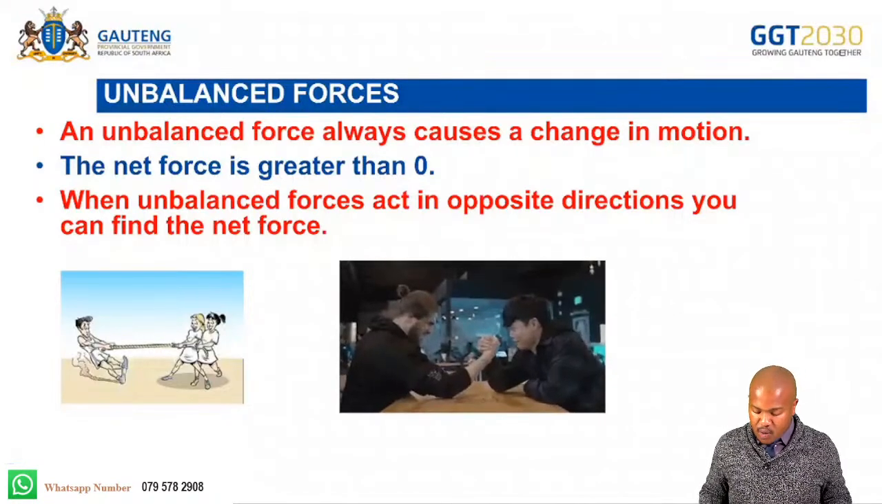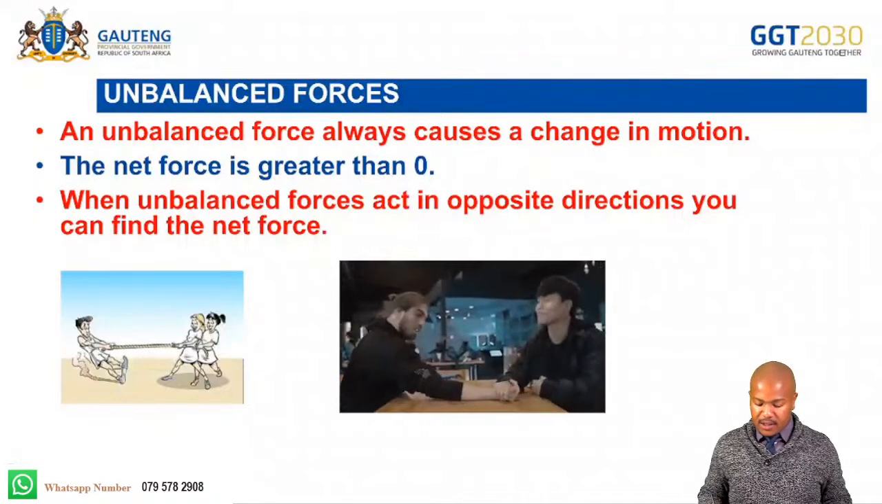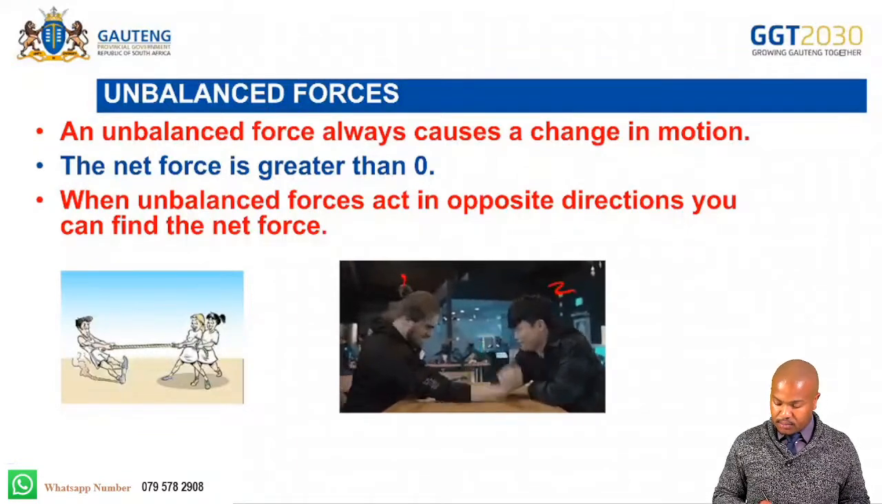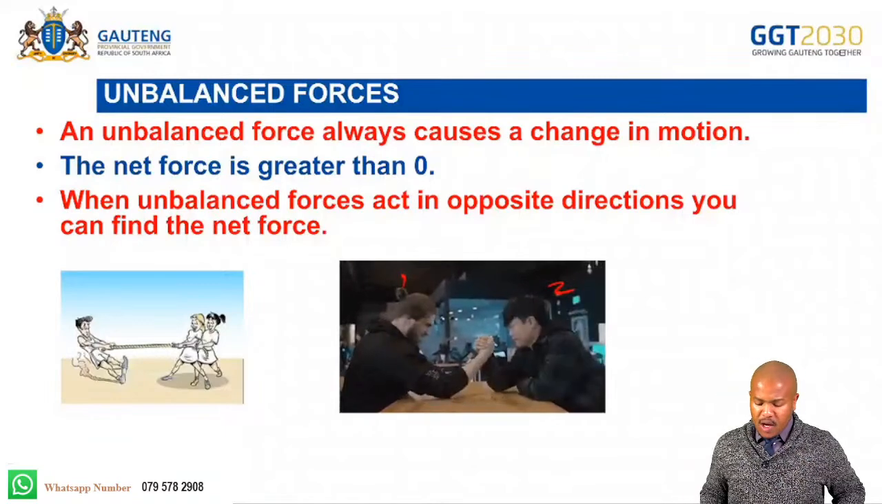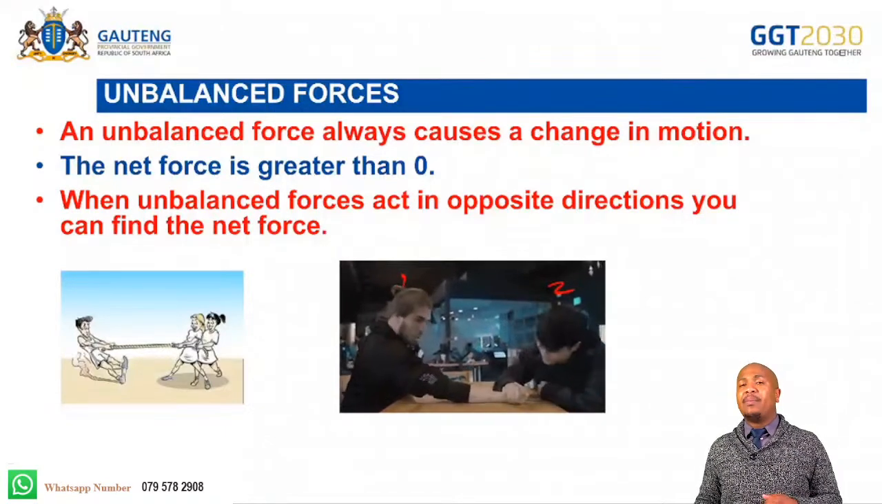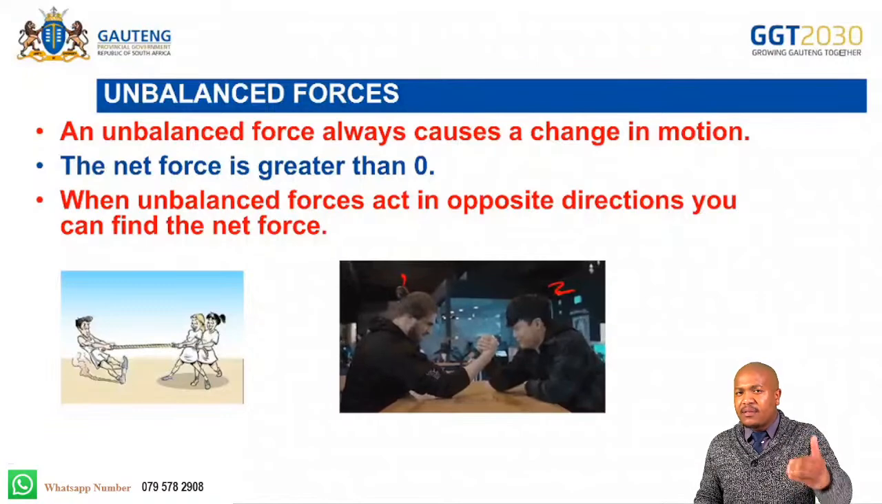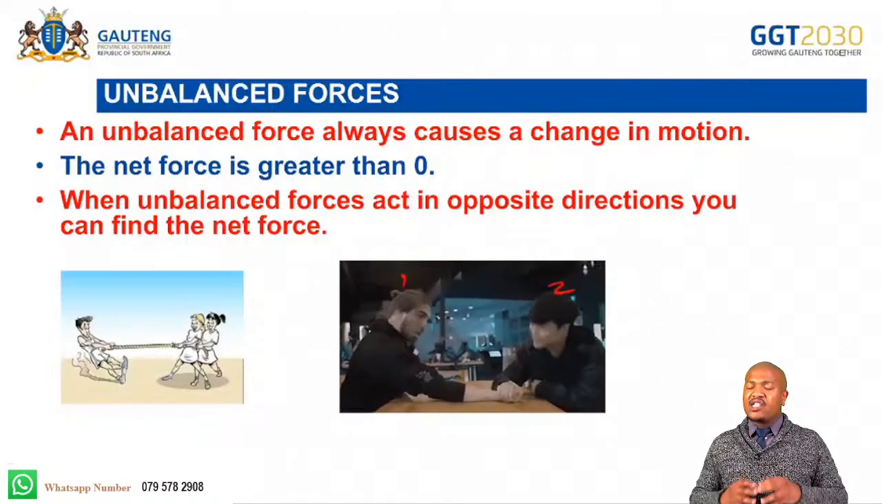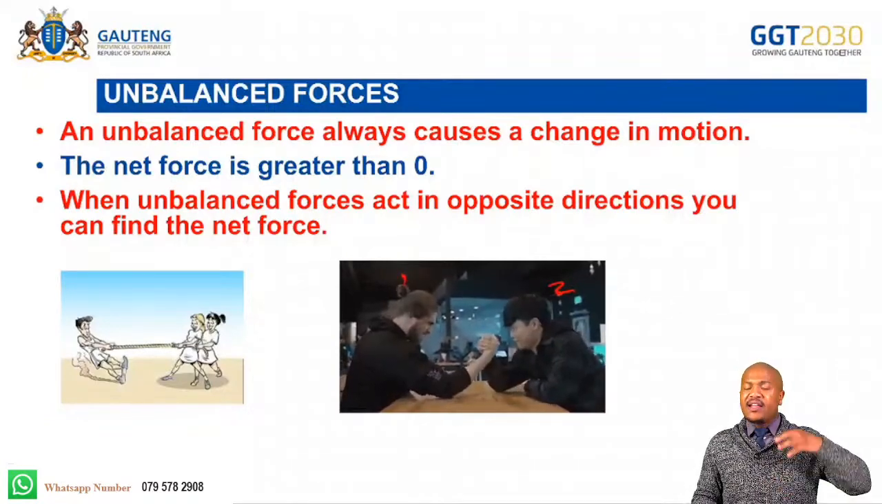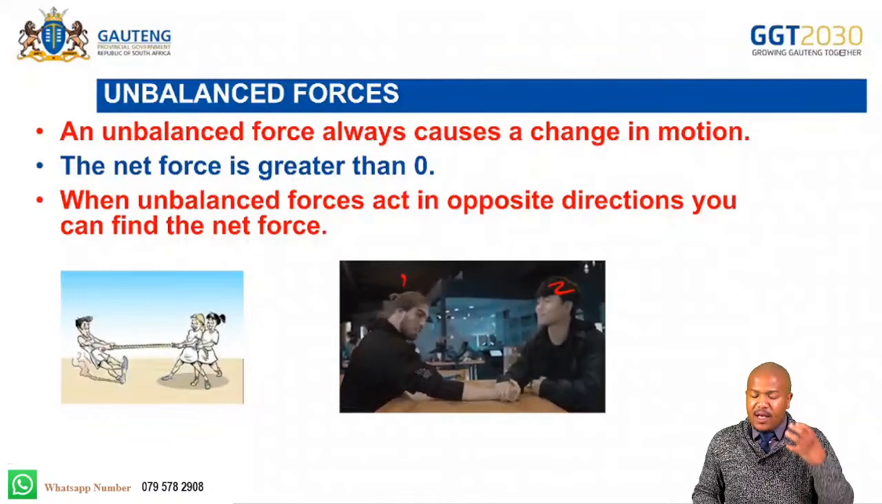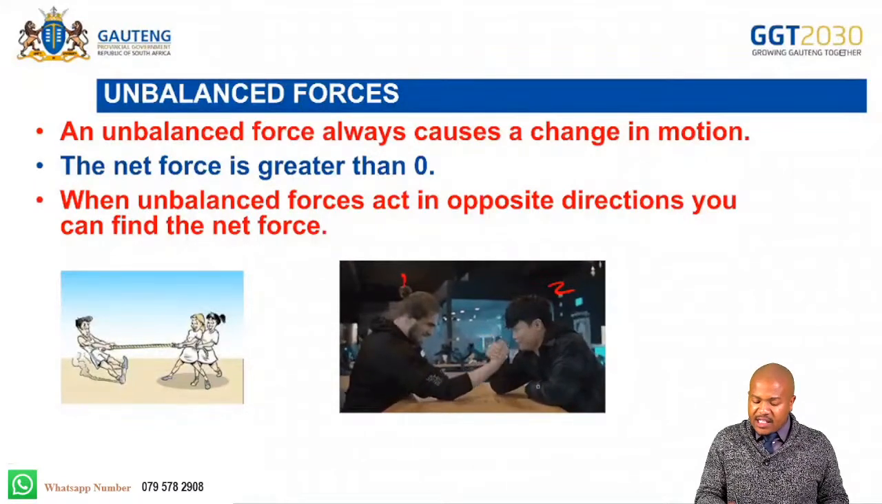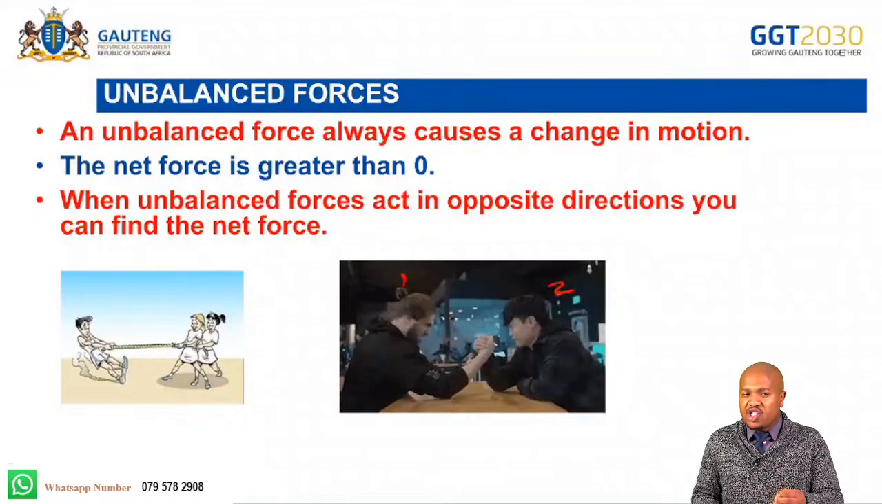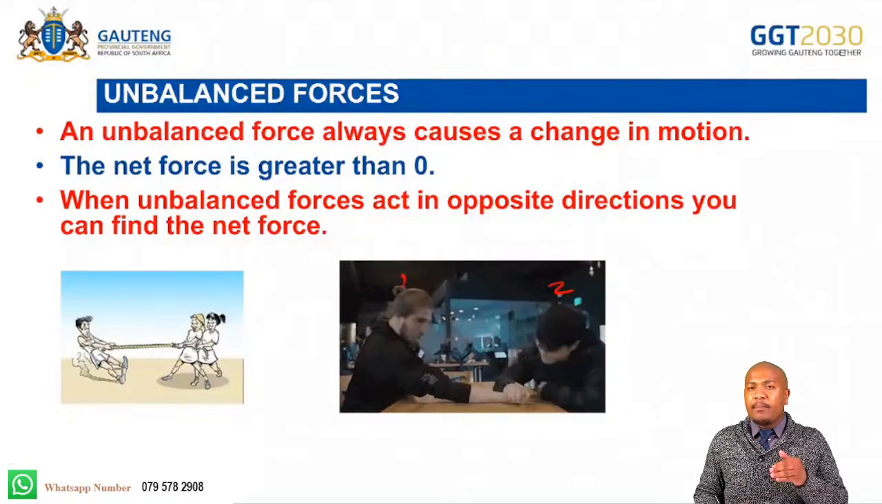So also the same goes for arm wrestling here, right? Person 1 and person 2. So what happens here? Person 2 is applying more force than person 1. Hence, there is a change in motion. Hence, the net force is greater than 0, right? Hence, person 2 is able to win this challenge against person 1.